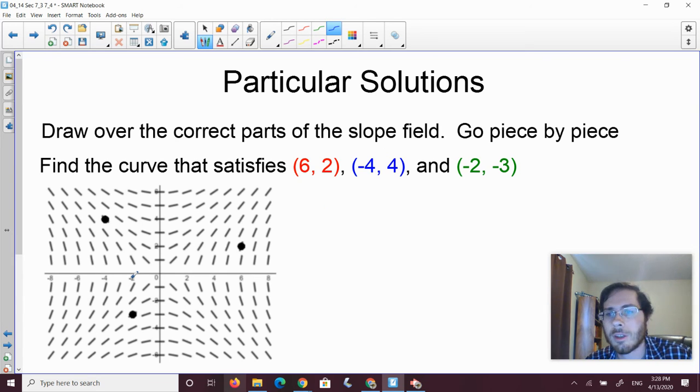The other thing is you might need to do a particular solution. This is something that they could give you on the free response section of the test, to actually find the curve that satisfies a certain point. The way to do it is to just go piece of the curve by piece of the curve. So if we're at 6, 2, we want to find the one that goes through 6, 2, that's going to be this one.